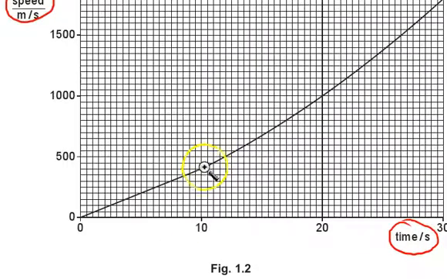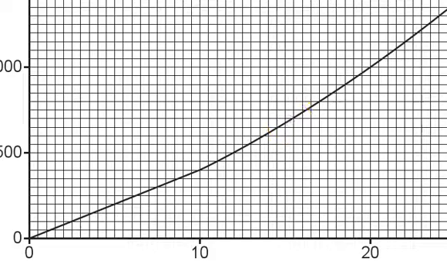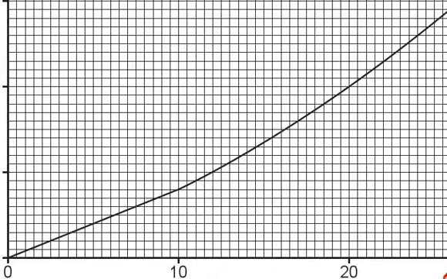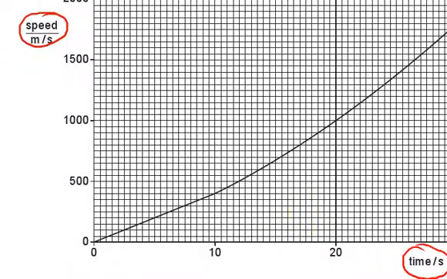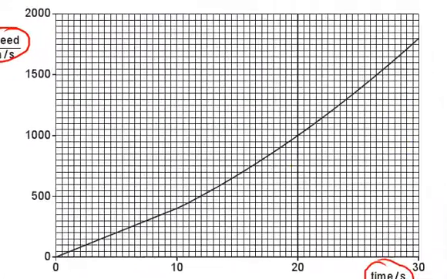This graph can be divided into two parts. If you notice, from 0 to 10 seconds, there is a uniform acceleration, which means a constant acceleration. And from 10 to 30 seconds, you can see the acceleration is gradually increasing.